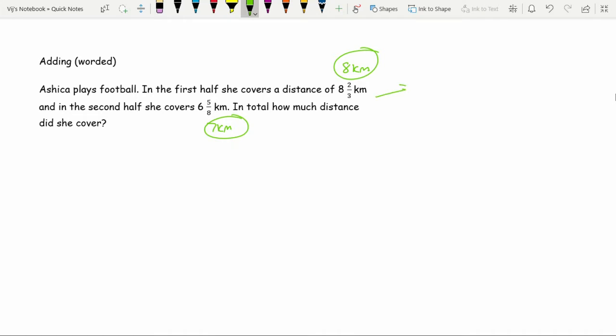So for this particular question, what I need to do is add 8 2/3 plus 6 5/8. Let's just get this so we don't get confused. So that's basically what this question is asking me for. This is converting a worded question into a basic question where it's quite self-explanatory what I need to do.